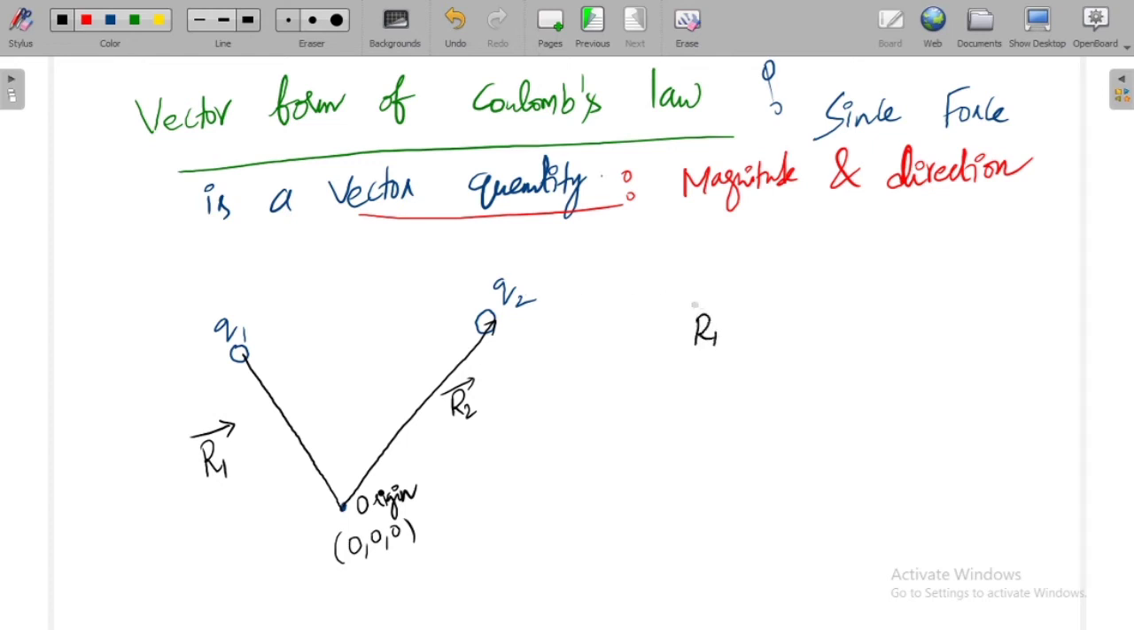So R1 bar is nothing but the position vector of Q1. And what is R2 bar?